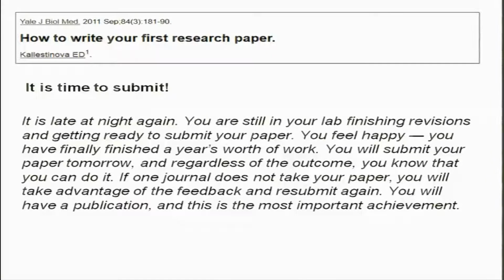If one journal does not take your paper, you will take advantage of the feedback and resubmit, because when they reject, they will say your paper is not accepted because of this problem. So it's feedback, and that helps you to restructure your paper. There is nothing like you are lost. Even if your paper is not accepted, it's not that you lost something, you gained.